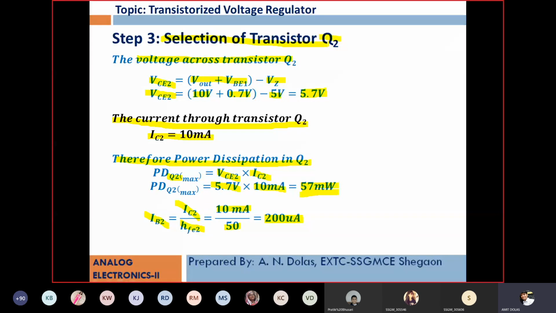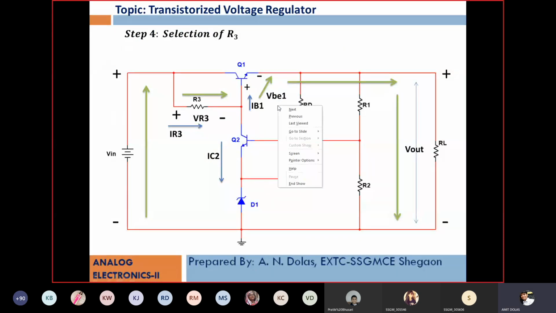Now we have to select the value of the feedback resistance, R3. Till now we selected Q1, then the Zener circuit, that is D1 and RD, then the design for Q2. Now the remaining are R1, R2 and R3. So the next step is for R3. Where does R3 come? Accordingly, we have to apply the KVL.